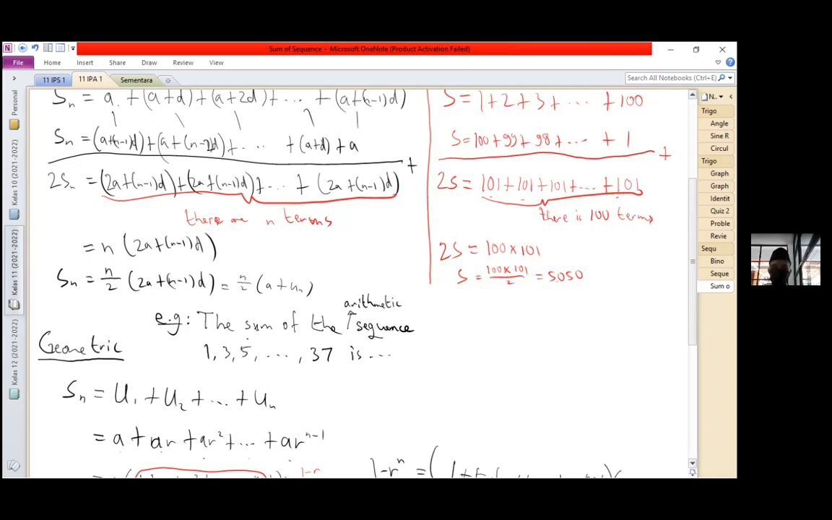Okay, maybe this one instead. Let me change the problem a bit. The sum of the first 20 terms of an arithmetic sequence. This arithmetic sequence is the same as before, because I changed the problem like that.